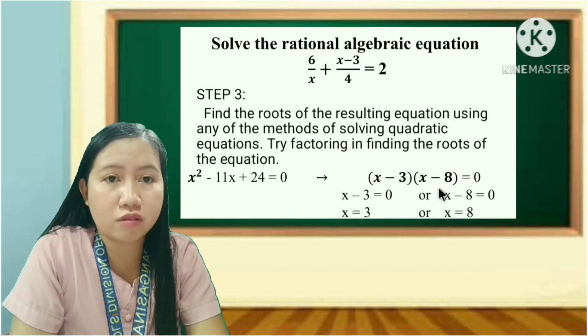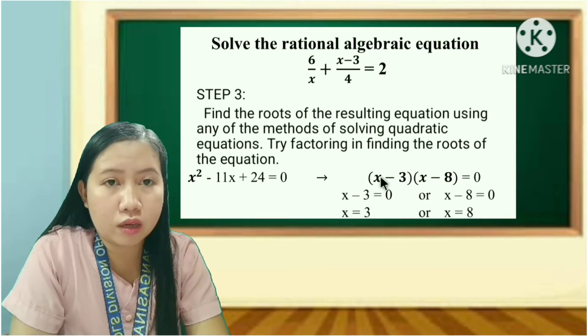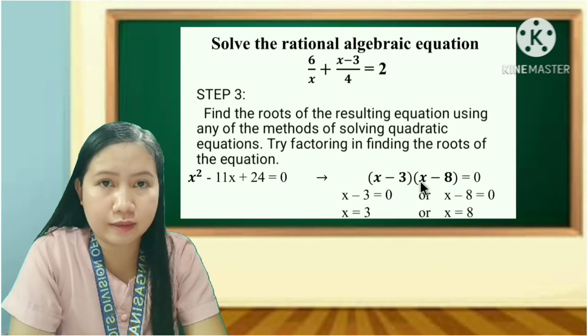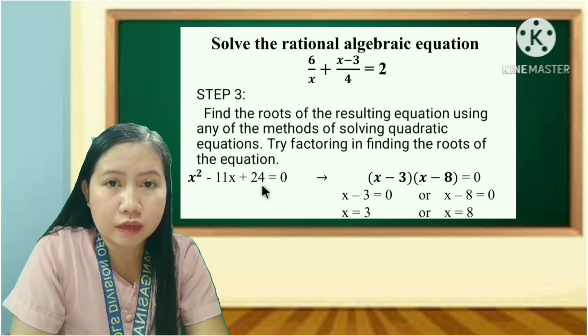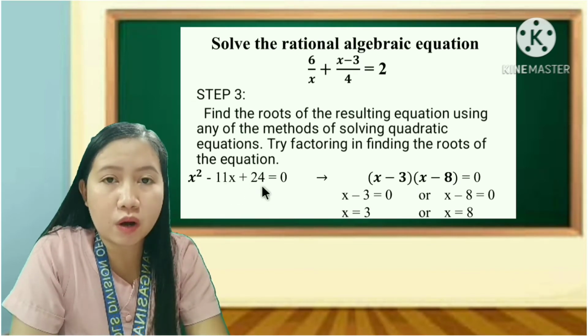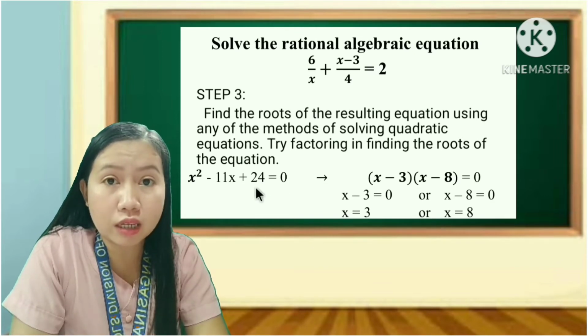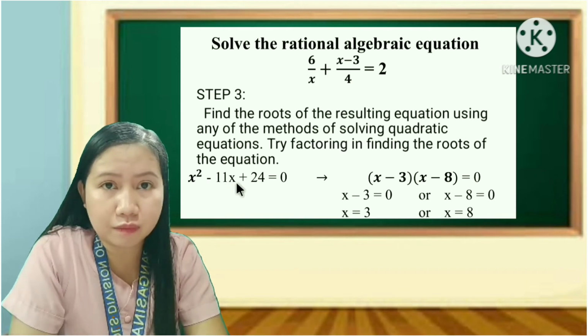So how did we get this one? Okay, so we simply get the factors of x squared, and those are x and x. And we put here in our first parenthesis the first x, and another x in the second parenthesis. Next, let's move on to 24. What are the factors of 24 that if we add or subtract, the answer is 11?